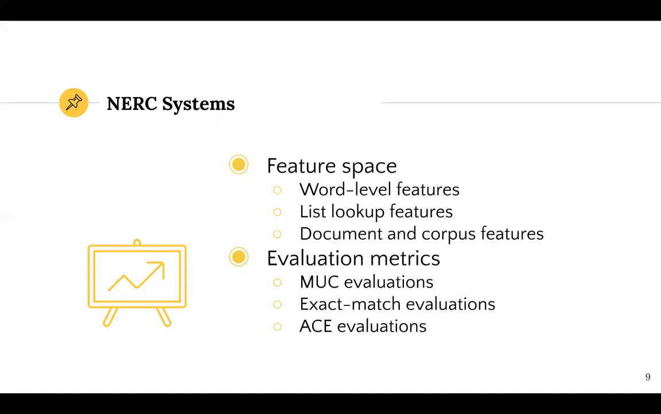So these three that the paper mentions are MUC evaluations, which score the system based on its ability to find the correct type and exact text. Exact match systems, which either give points if you match exactly or not, and ACE evaluations, which are a complex evaluation procedure that gives partial points.